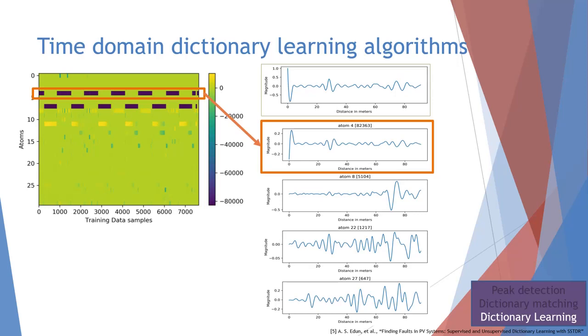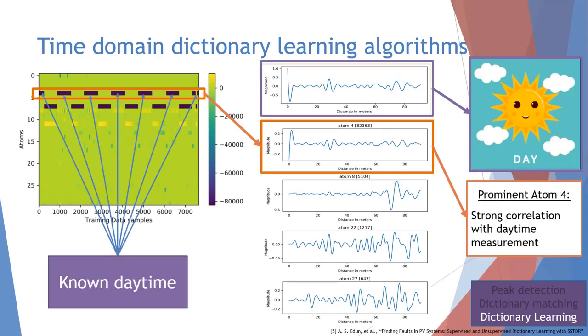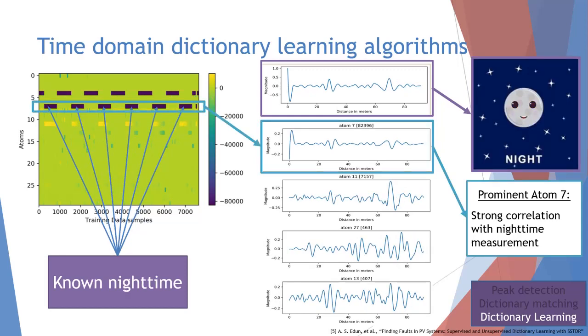Highlighted in this slide is the one atom, atom 4, that had the highest correlation value, meaning it was used most frequently when reconstructing the training data set. In this particular example, atom 4 is strongly correlated with the daytime SSTDR response. The 4 atoms shown below the daytime SSTDR response are used to reconstruct the daytime signature of the PV panel system. This was an unsupervised algorithm, and it took operator intuition to identify this response as a daytime measurement. The same occurs with atom 7 during the nighttime SSTDR measurements.